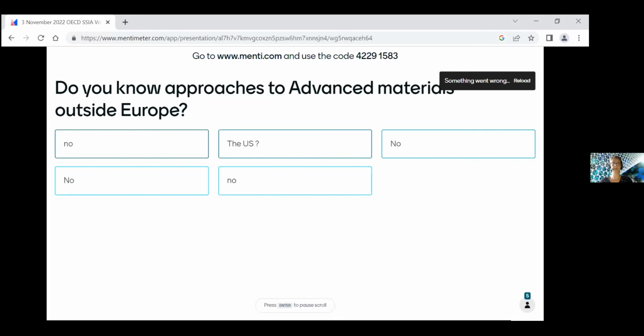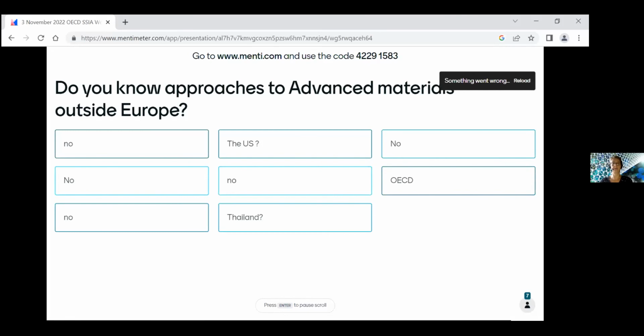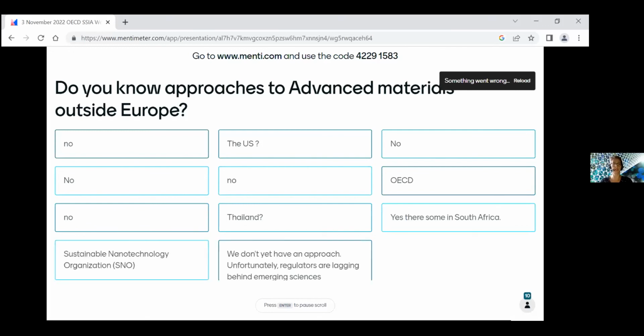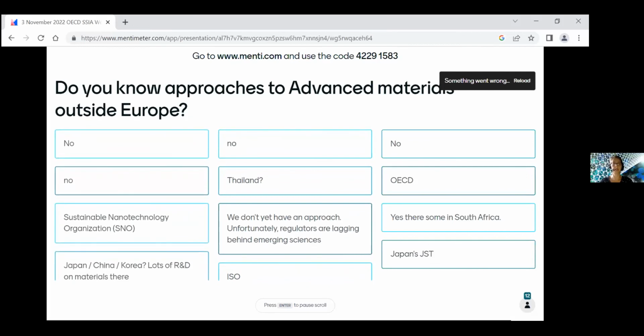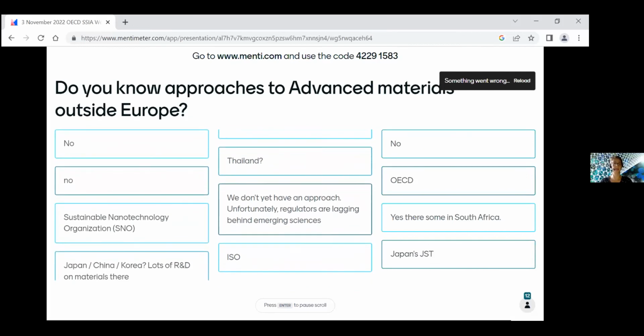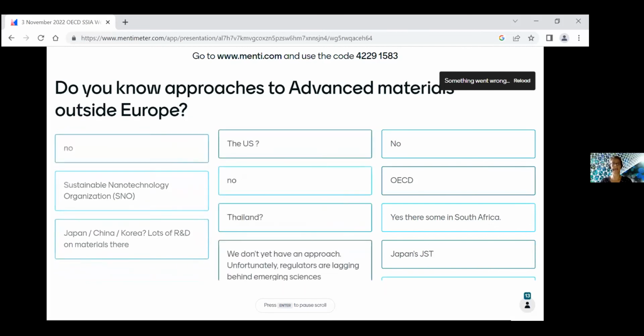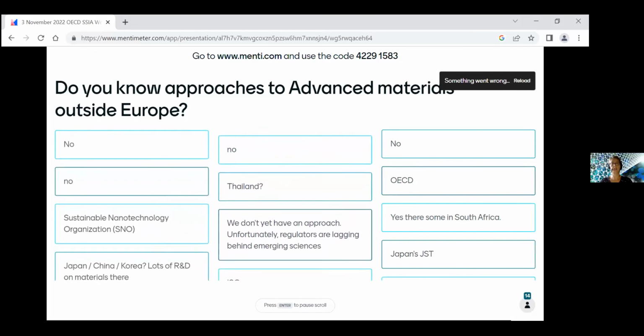So I think we heard that, for instance, Malaysia is doing work on the nano carrier. So maybe someone from Malaysia is in the webinar. Yeah, Thailand, that's true. In Thailand, there's also many things going on in nanomaterials and advanced materials. Well, the Sustainable Nanotechnology Organization is at least not known to me, so that's new information. That's great. So yeah, it seems that a lot is also going on in the Asian region.